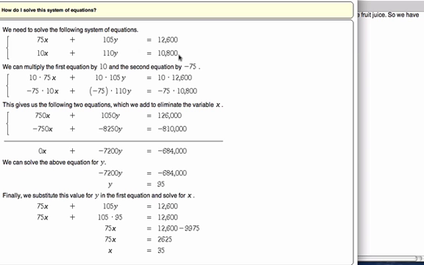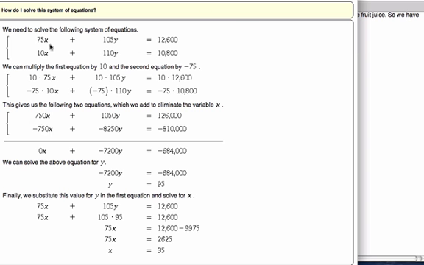So you could look here to try to find the smallest number that you could use to multiply to get rid of your x's or your y's. But I think it's just faster in this case, when you have big numbers, to go ahead and multiply the top equation by 10, so you'll get 750x, and the bottom equation by negative 75, so you'll get negative 750x, and you'll be able to eliminate the x's.